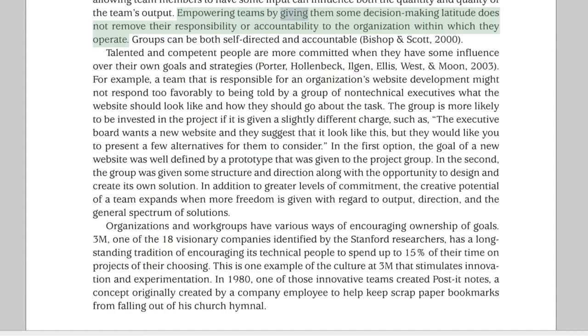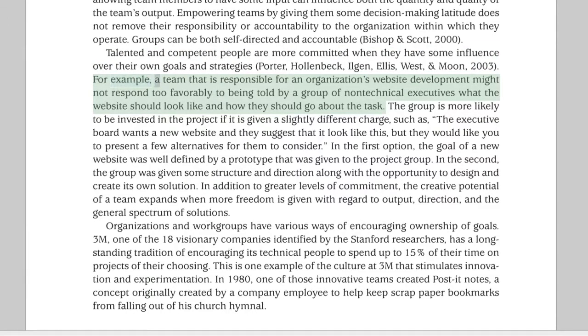Empowering teams by giving them some decision-making latitude does not remove their responsibility or accountability to the organization within which they operate. Groups can be both self-directed and accountable. Bishop and Scott, 2000. Talented and competent people are more committed when they have some influence over their own goals and strategies. Porter, Hollenbeck, Ilgen, Alice, West, and Moon, 2003.